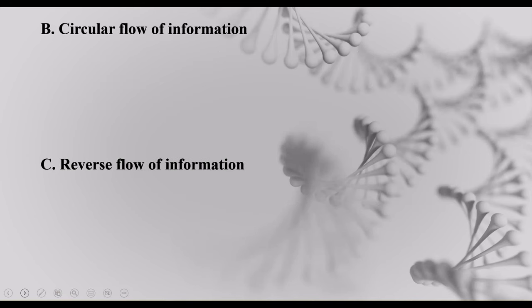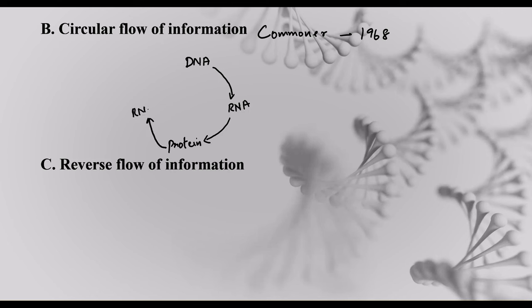The next one is circular flow of information. This was proposed by Temin in the year 1968. He proposed the circular form: DNA is there, from the DNA information is passed to the RNA and then to the protein. From the protein, it goes to the RNA and finally to the DNA.